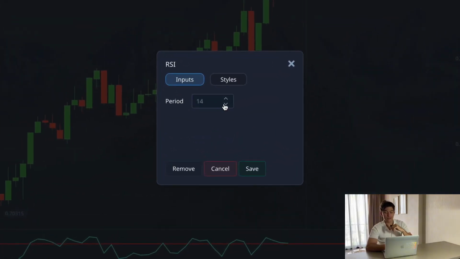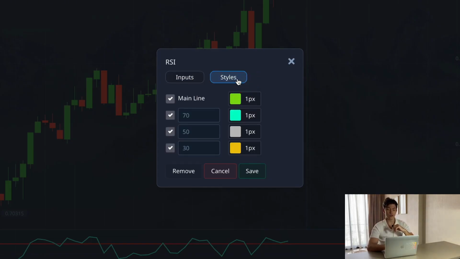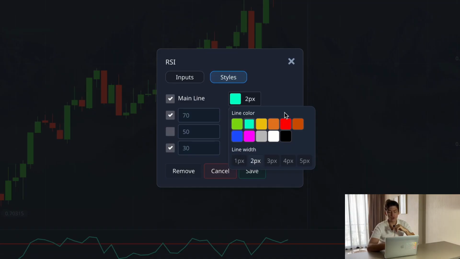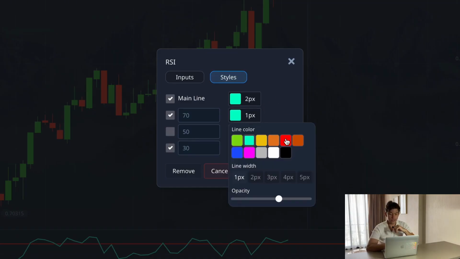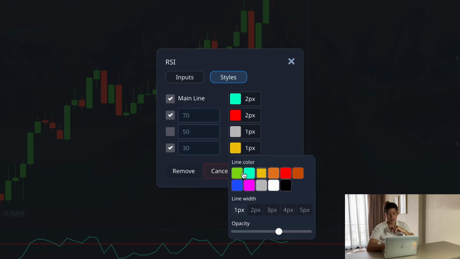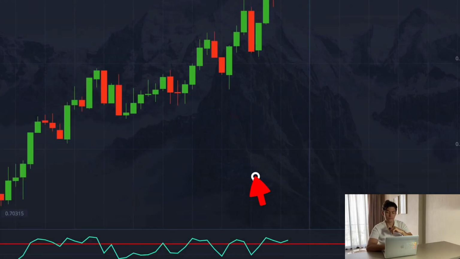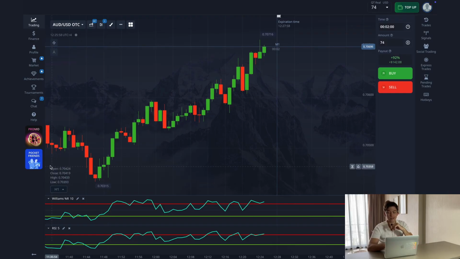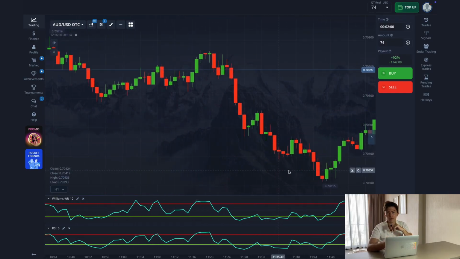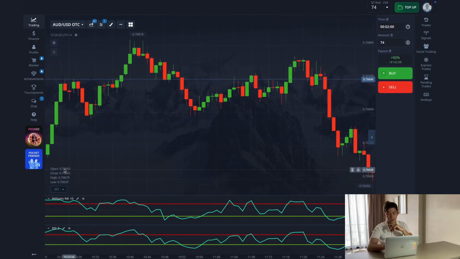Then set up RCI, set the period to 5, then go to style, turn off the 50 line, set the main line to turquoise, width 2, set the 70 level to red, width 2, opacity to the right, then set the 30 level to green, width 2, and opacity to the right as well. Then save it. Alright, indicators are ready to go. If you trade from your phone, just set up everything the same way.